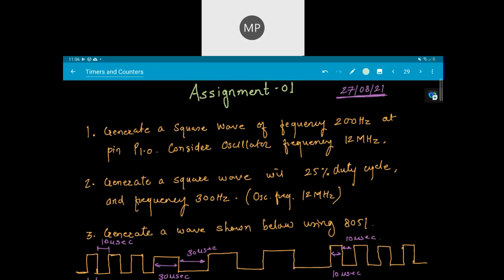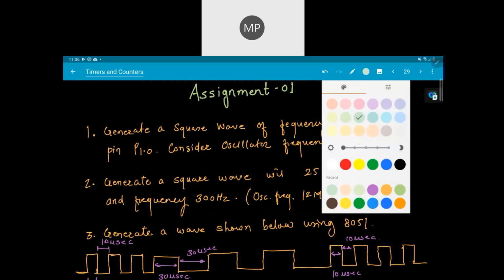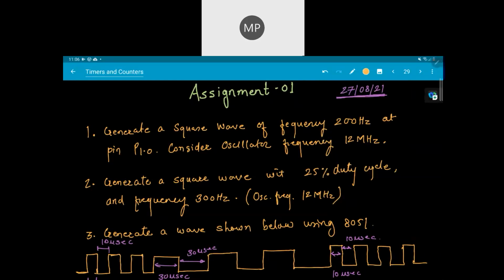Second question is generate a square wave with, let me just correct this, with 25% of duty cycle and frequency 300 Hz. So I already told you what is meant by duty cycle. Duty cycle is, let's say this is the on time and this is the off time. So if this total is 100, then this is 25 and this is 75. This is in all percent. Okay.